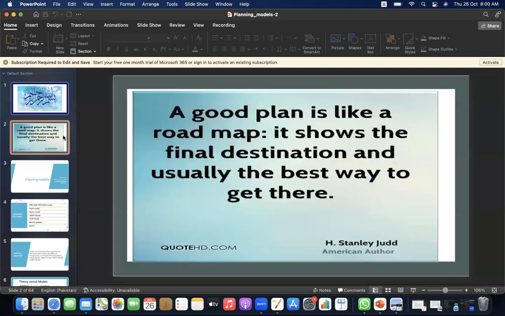Let's begin with the quote of the day. A good plan is like a roadmap. It shows the final destination and usually the best way to get there.